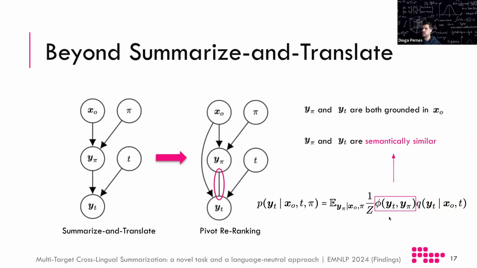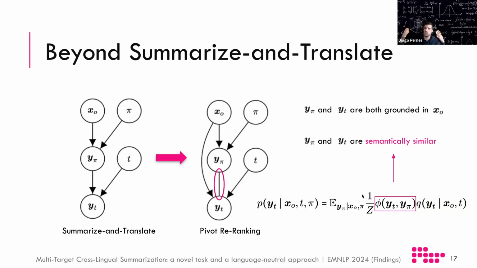And this factor here, this phi of YT and YPy, is just a function that receives two summaries in different languages and measures how similar they are semantically. And you'll see how we can implement this in practice. But if you know what sentence embeddings are, if you have cross-lingual sentence embeddings, you can just use the similarity of those embeddings.